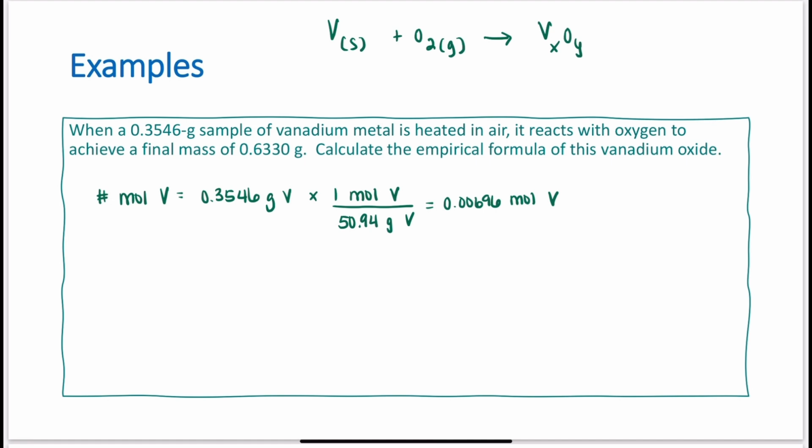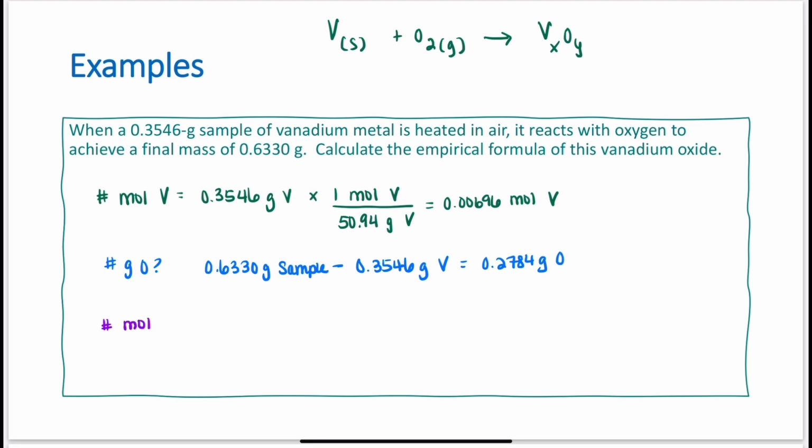But how am I going to find that mass of oxygen? Law of conservation of mass. I know my final sample is 0.6330 grams. I know that 0.3546 grams of that had to come from vanadium. Law of conservation of mass tells me if it went into the reaction, it had to come out, which means the remainder here, 0.2784 grams, had to be due to oxygen. So that's how much oxygen was reacted.